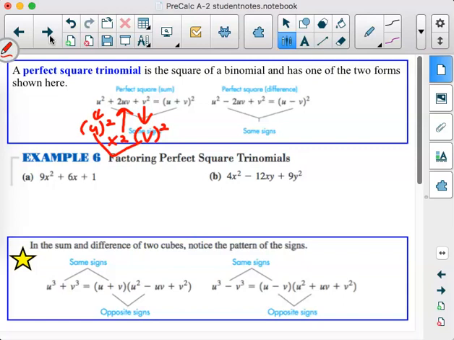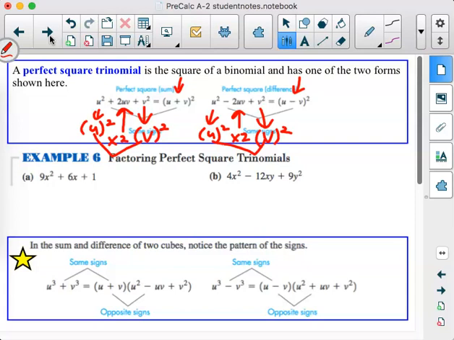It also works back here when we have subtraction. This is u squared and this is v squared. And when we multiply those together and double it, we need to get the middle term. So don't think about whether or not it's positive or negative, just check that middle out. Because to take care of whether or not it's positive or negative for the middle term, we're just going to change the sign between those two factors.